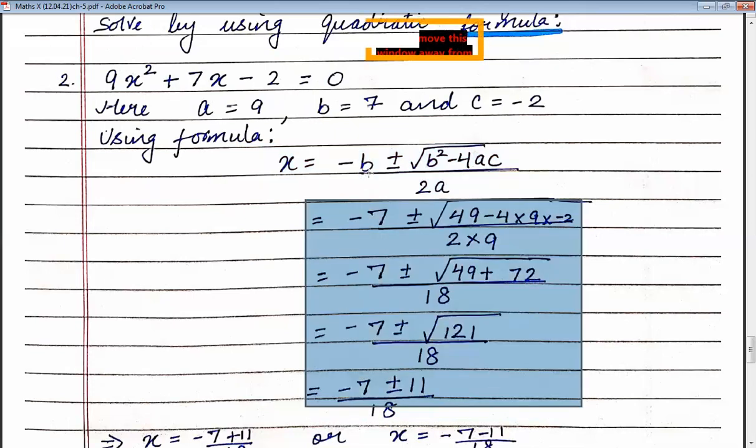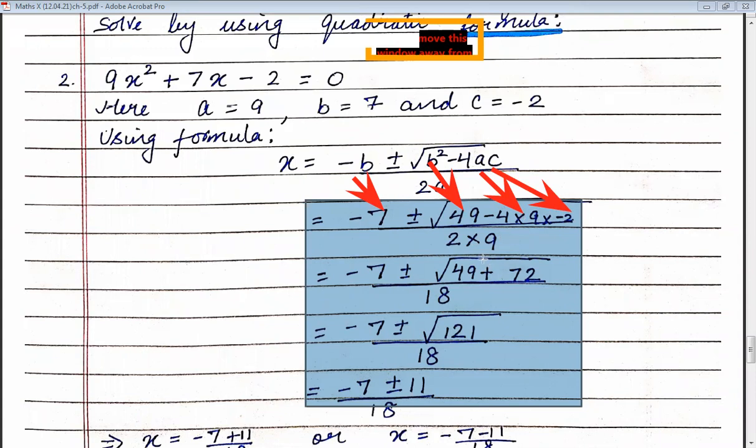So have a look. b is 7. So instead of b, what we have substituted? 7. So it is minus 7. Again it's b. Minus 7 square is 49. And a is 9 in this question and c is minus 2, and in the denominator you will multiply 2 with 9. Now children, in the first step we have just substituted the values of a, b and c.